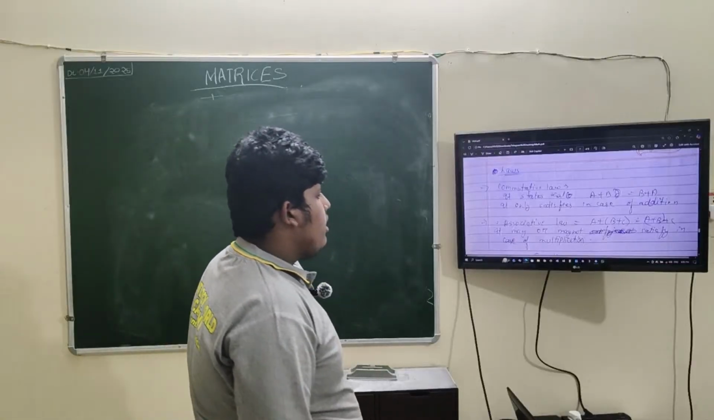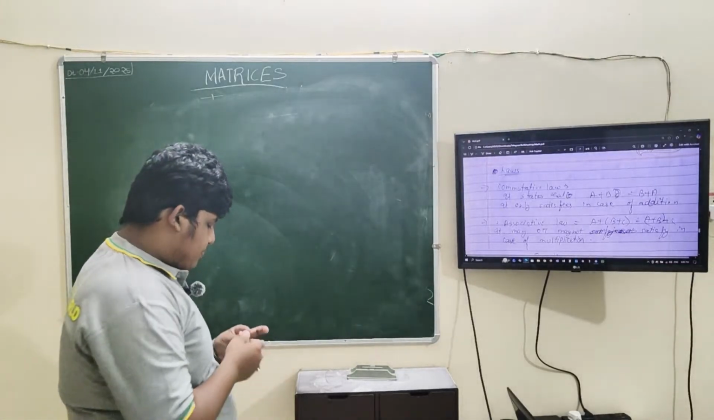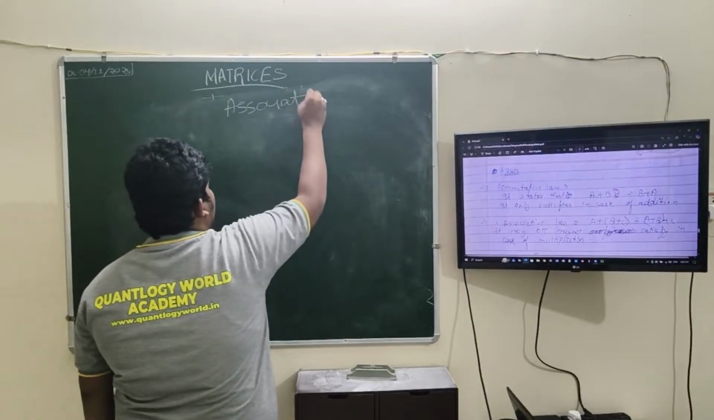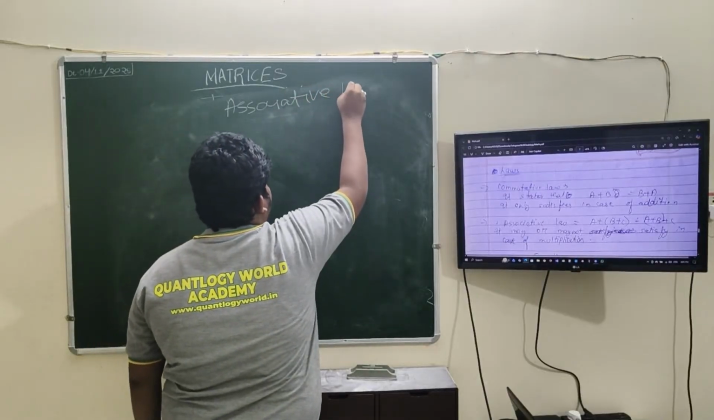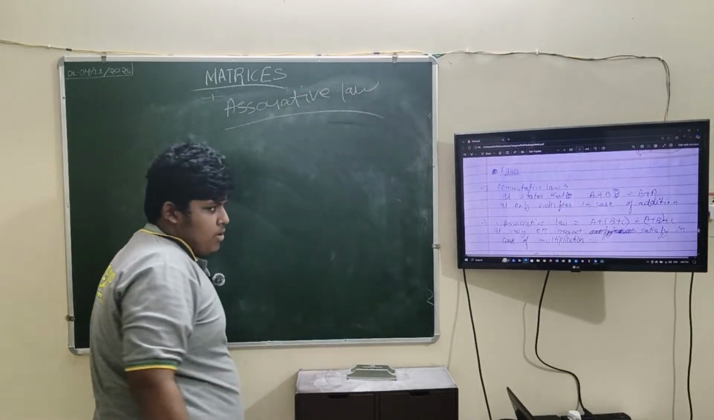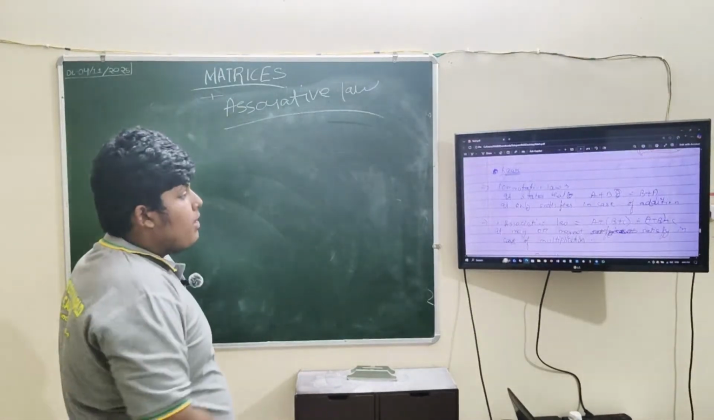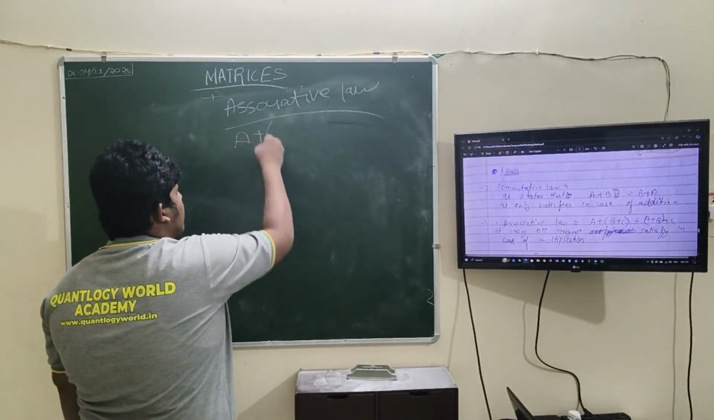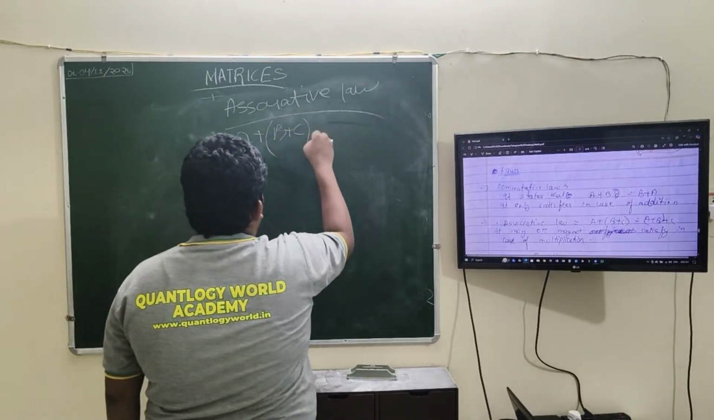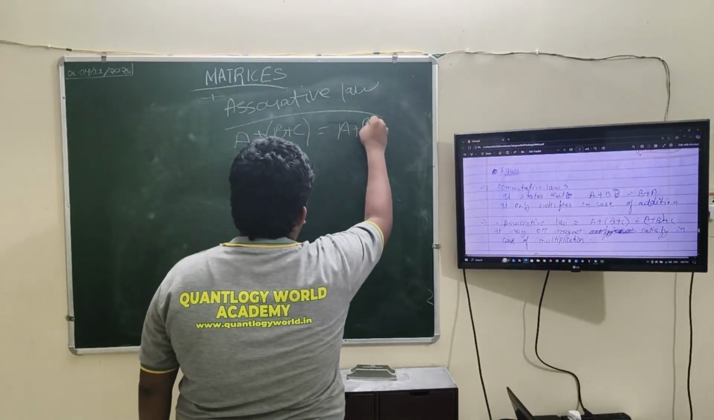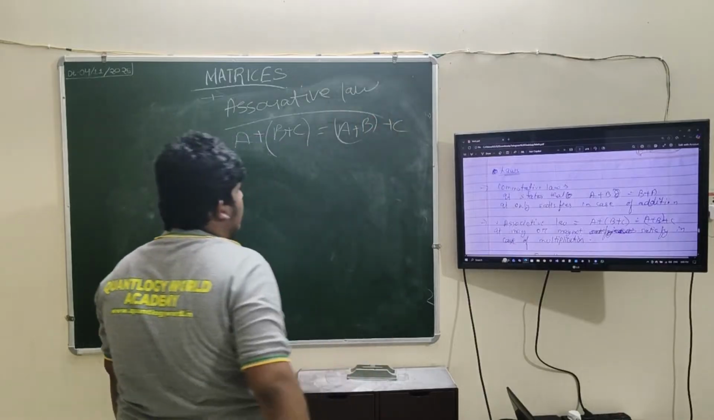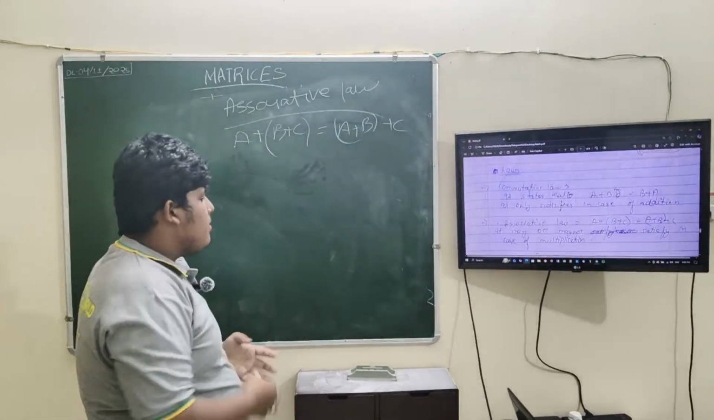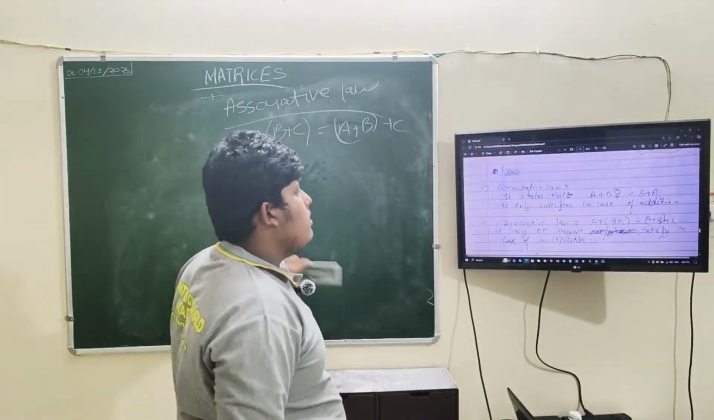The next very important law is the associative law. This law states that for matrices A, B and C, A plus in bracket B plus C equals in bracket A plus B in bracket plus C. We will give an example and solve this law.